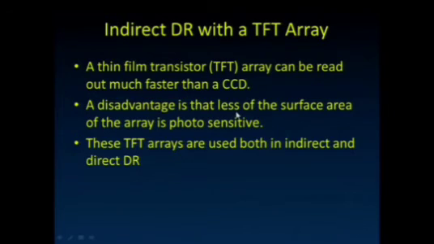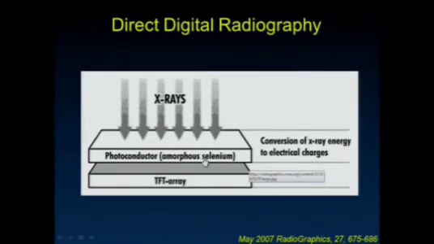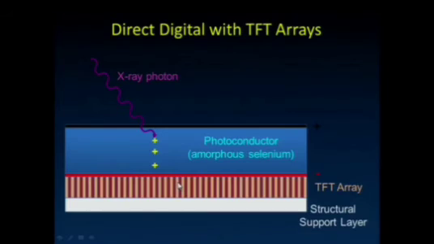The disadvantage compared to a CCD is less of the surface area of those are photosensitive, so they're going to detect less of the visible light. And I've shown you that they can be used in both indirect and direct. You saw the amorphous silicon and the amorphous selenium ones in that picture. So here's that indirect using a scintillator. We've got that photodiode, and then we've got our array reading that out. And here's direct digital, where the X-rays strike this photoconductor, and then we've got that array just below that.